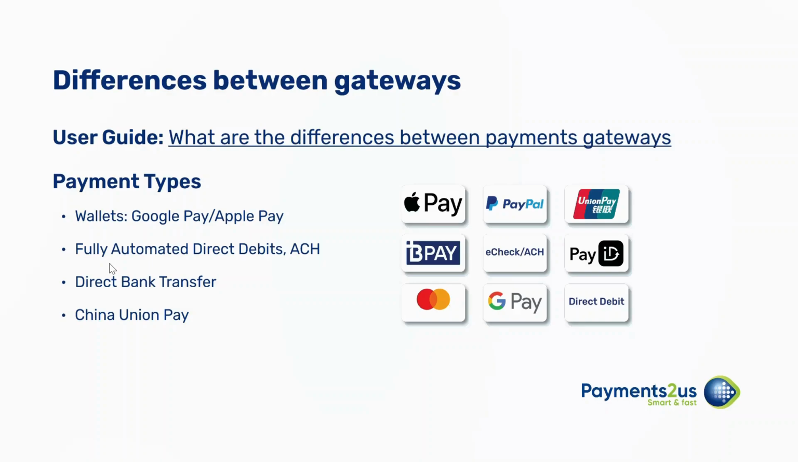The option for non-fully automated direct debits is to generate the ABA file and upload that to your internet banking. Now in the US, Canada, and those regions, that's called ACH or e-check type of things. So some payment gateways will support that, whereas others won't.